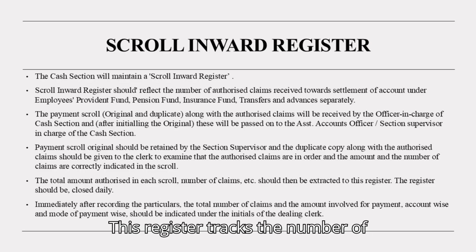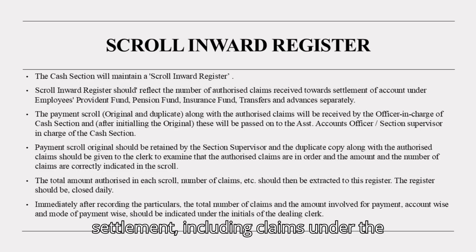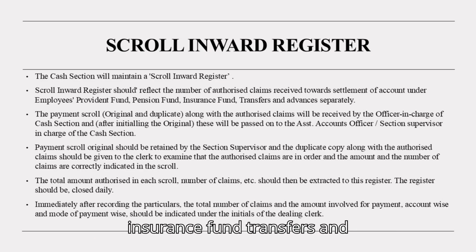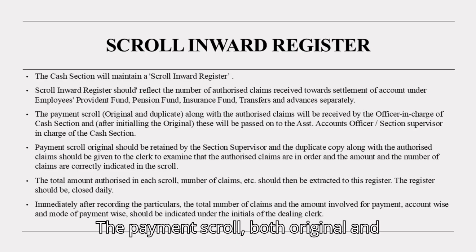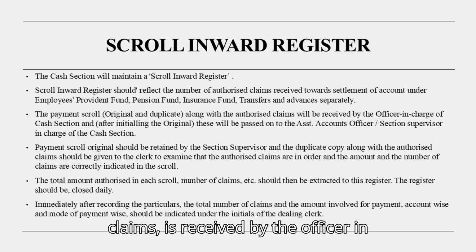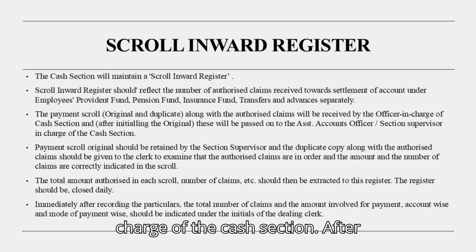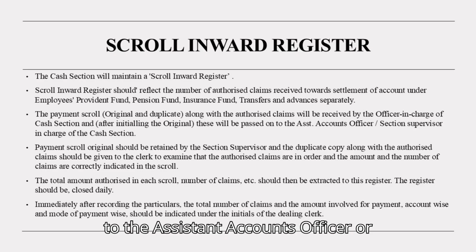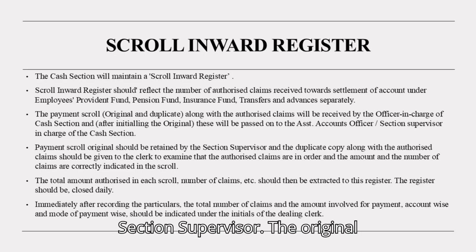This register tracks the number of authorized claims received for settlement, including claims under the Employees Provident Fund, Pension Fund, Insurance Fund, transfers, and advances, listed separately. The payment scroll, both original and duplicate, along with the authorized claims, is received by the officer in charge of the cash section. After initialing the original, it is forwarded to the Assistant Accounts Officer or Section Supervisor.